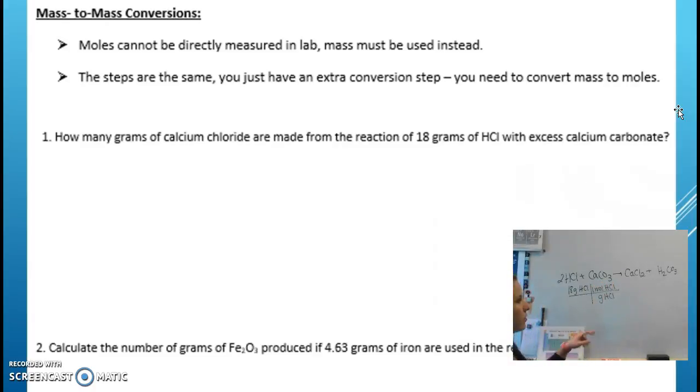The first step is going to be to go from grams to moles, just like we have been doing in the past unit. We need to figure out what number goes here. To know what number goes there, you're going to use the molar mass of HCl, which is going to be 36.45 grams of HCl in 1 mole. Then we're going to do this conversion here. We want to get from moles of HCl to moles of CaCl2.